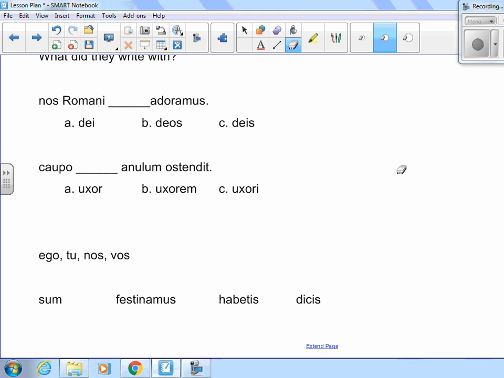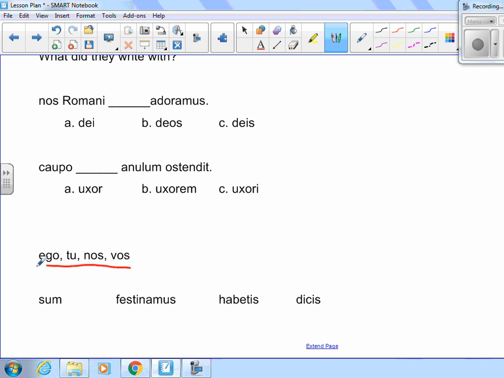You're going to have to be able to determine what case needs to go in those blanks. The best way to do that is to determine how it's being used in the sentence. Is it a subject? Is it a direct object? Is it an indirect object? You're also going to have to choose between ego, tu, nos, and vos for the personal pronoun that should be used with a verb. So if I look at sum, which one of these would I use for the pronoun that would go with sum? Well, it's I am, ego is I, so I would choose ego.